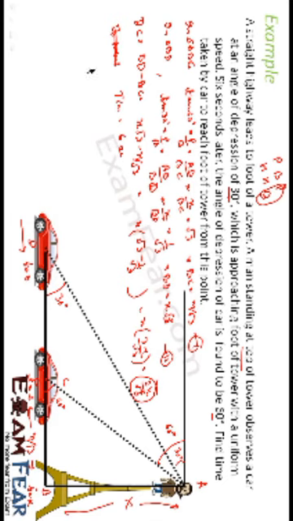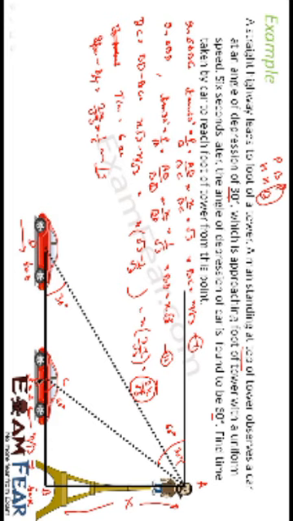Time taken is how much? 6 seconds. Speed is equal to distance by time, that is 2x by root 3 by 6. This, in meters per second, is the speed of the car. Speed of the car is 2x by 3 into 1 by 6 meters per second.